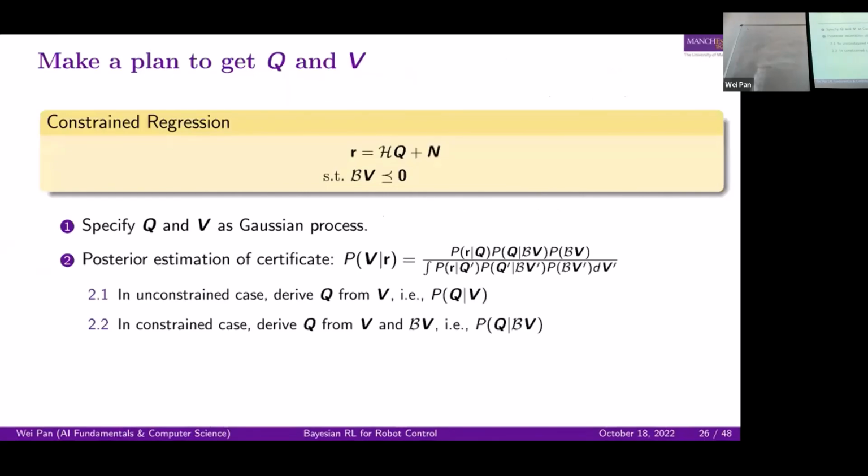And the second, we want to get a posterior estimation of the certificate. First, in the constraint case, we can derive Q from V. With this understanding, we can move on. In the constraint case, derive Q from V and this BV, that is this distribution, right? Then we can use the policy search. You can use the policy search method for obtaining the Q.